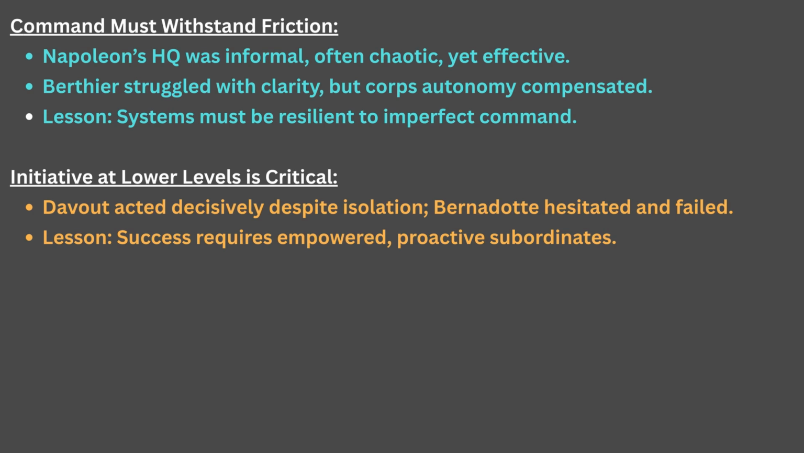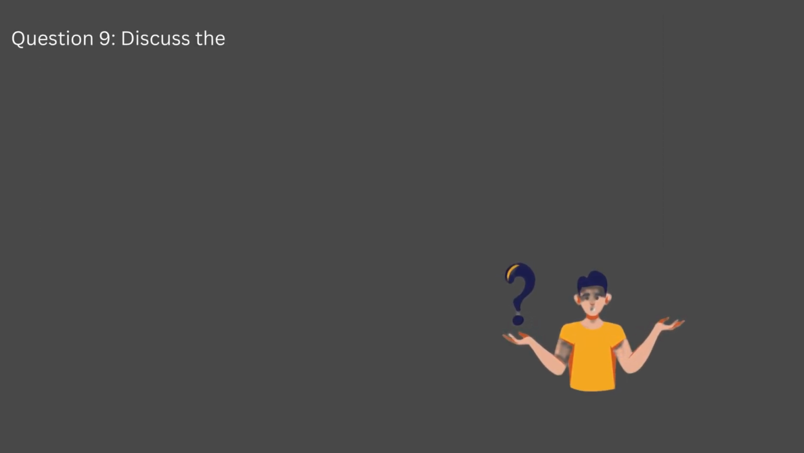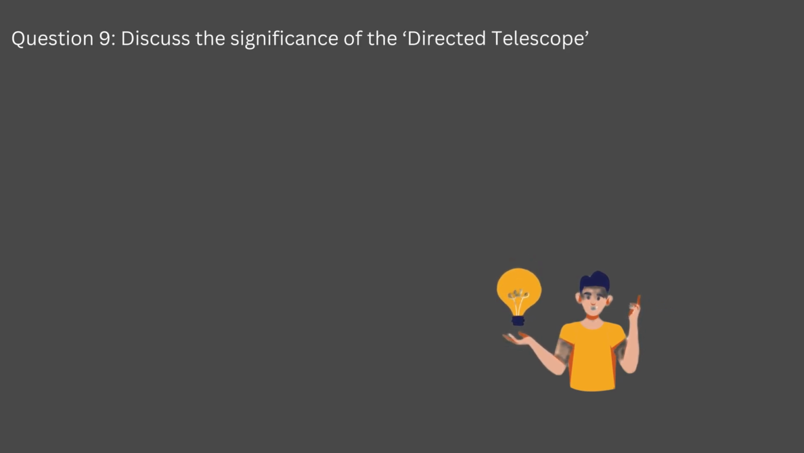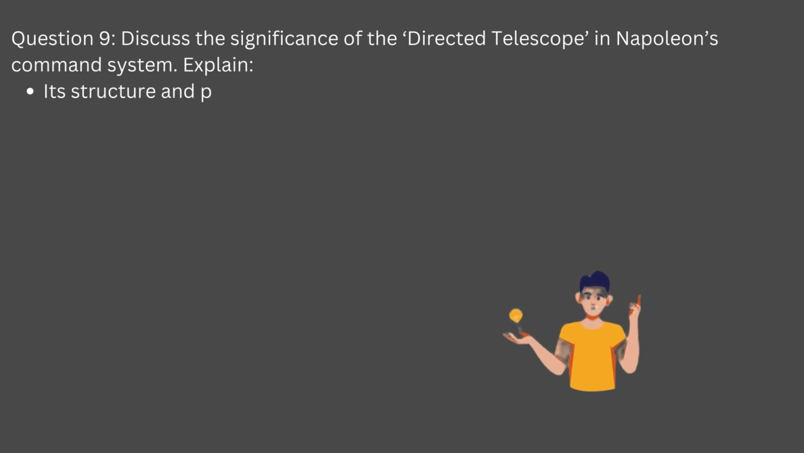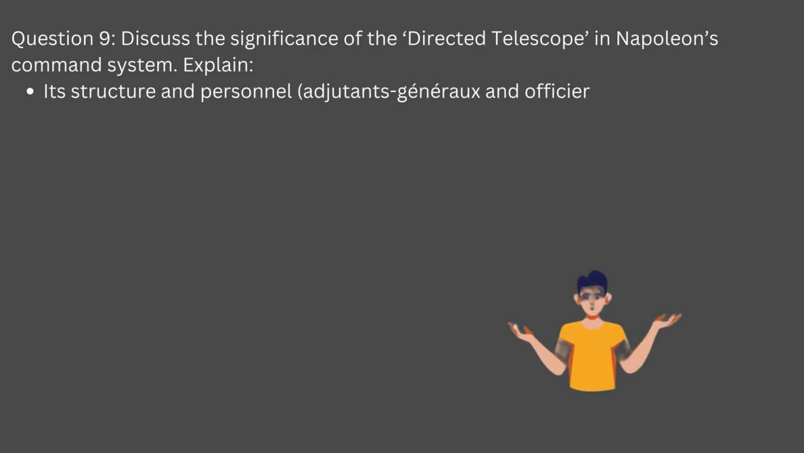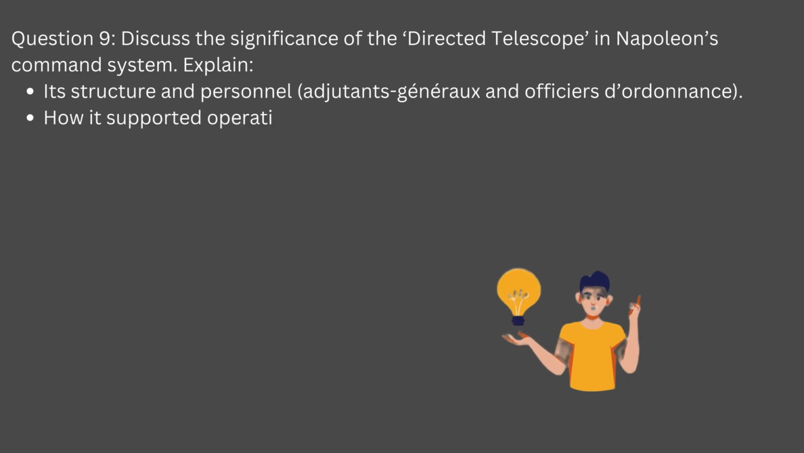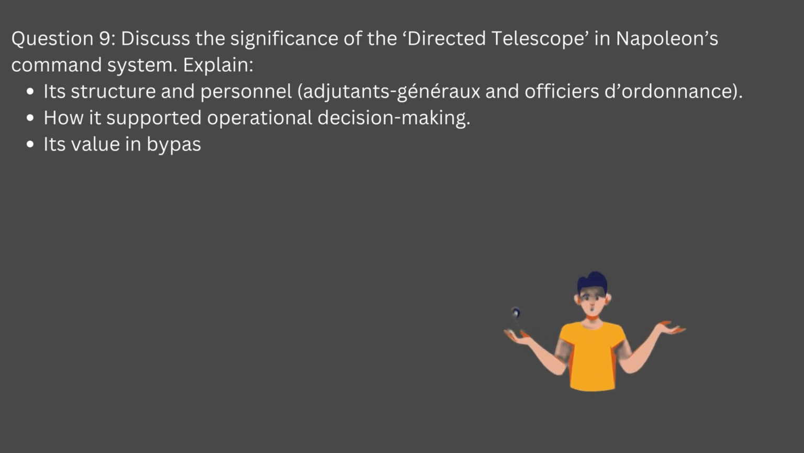Now moving on to question 9, which states, question 9, discuss the significance of the directed telescope in Napoleon's command system. Explain its structure and personnel, adjutants généraux and officiers d'ordonnance. How it supported operational decision-making. Its value in bypassing bureaucracy and reducing staff dependence. Now, in question 9, we circle back to one of Napoleon's most powerful tools.